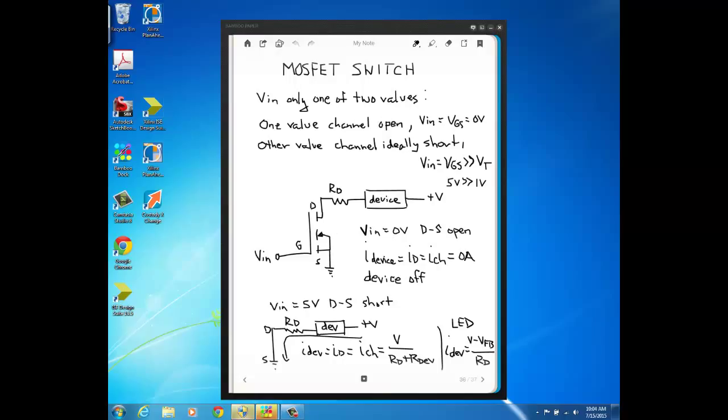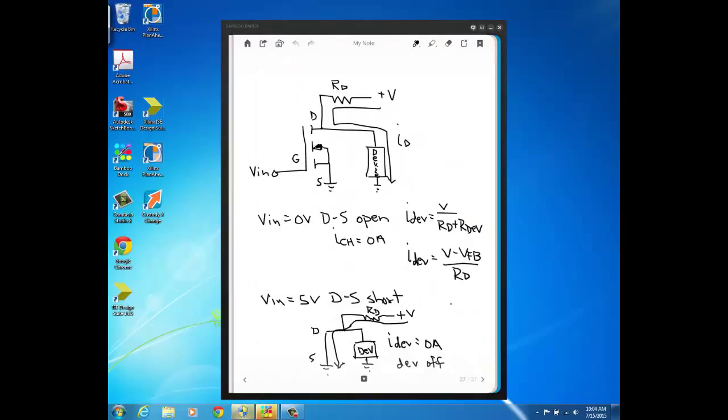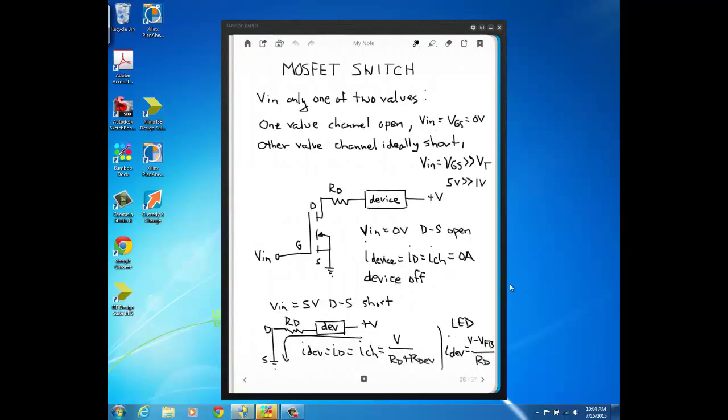Now, which one of these two switch circuits would you want to use? It just depends on your particular application. In some applications, you want this to occur. In other applications, you want this to occur. So the application decides which one of these two switch circuits you would end up using.